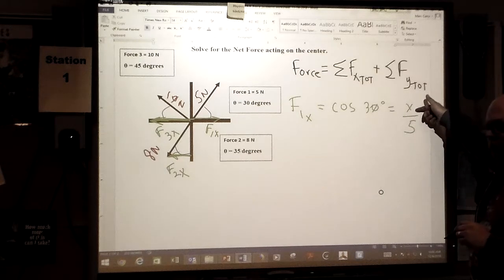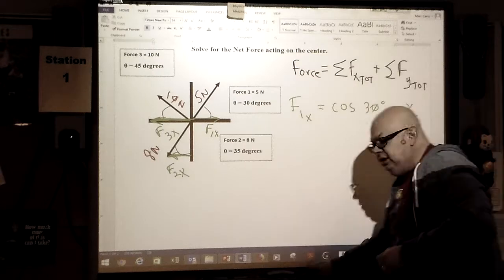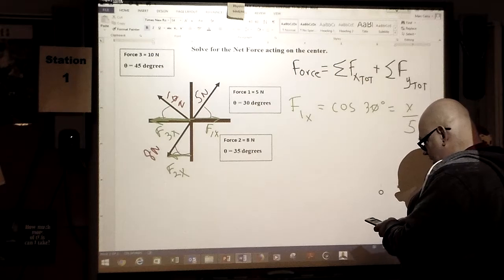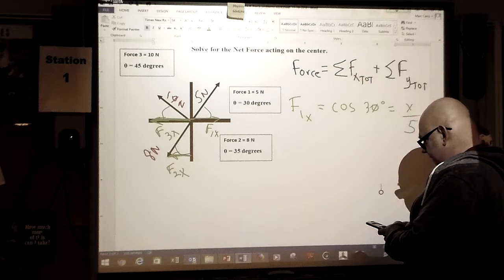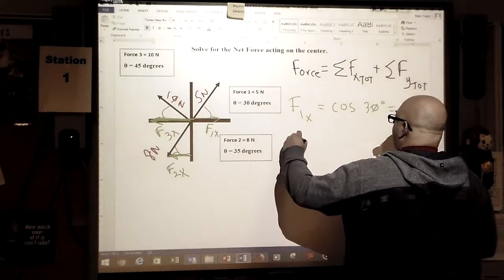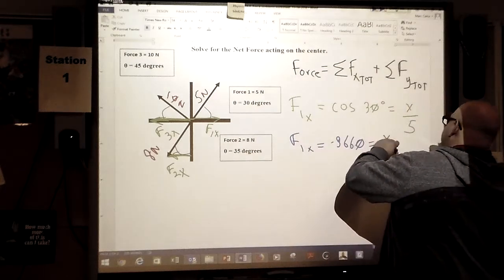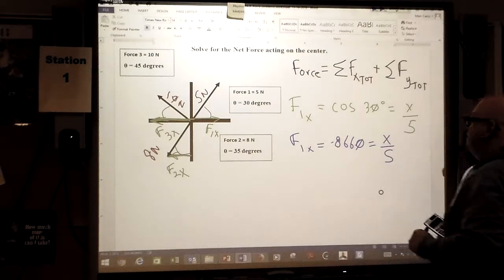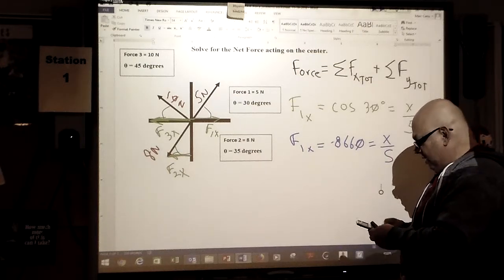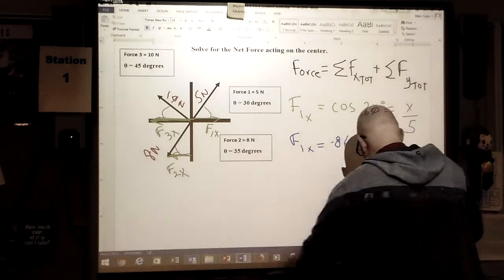This is the adjacent, what we're interested in, our F1 in the x direction. 5 is our hypotenuse. So let's take a quick calculation here. Cosine of 30 equals 0.8660. So we know that 0.8660 is equal to F1 in the x direction over 5. So we multiply 0.8660 by 5 to get our F1 in the x direction, and that gives us 4.33.